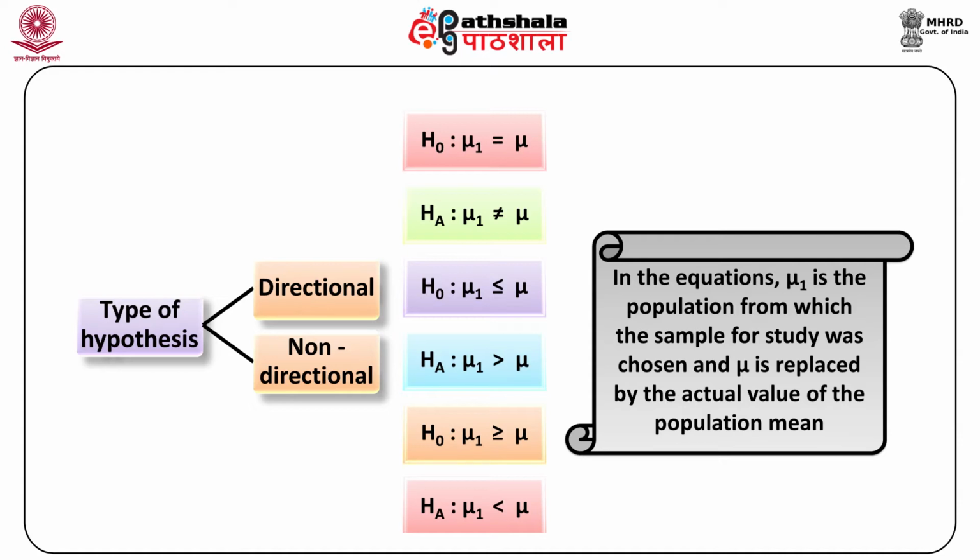Alternatively, the null hypothesis can be mu1 is less than or equal to mu, and the alternate hypothesis could be mu1 is greater than mu. The third alternative can be the null hypothesis being mu1 is greater than or equal to mu, and the alternate hypothesis being mu1 is less than mu.